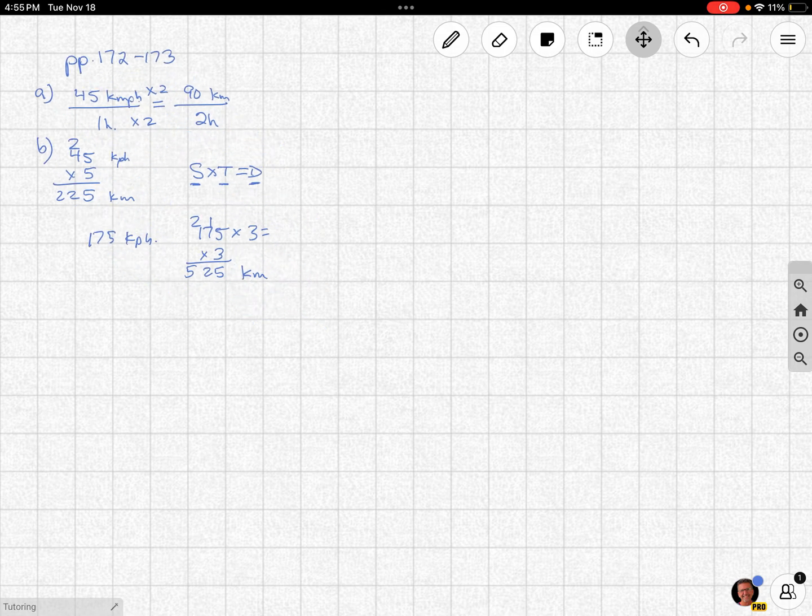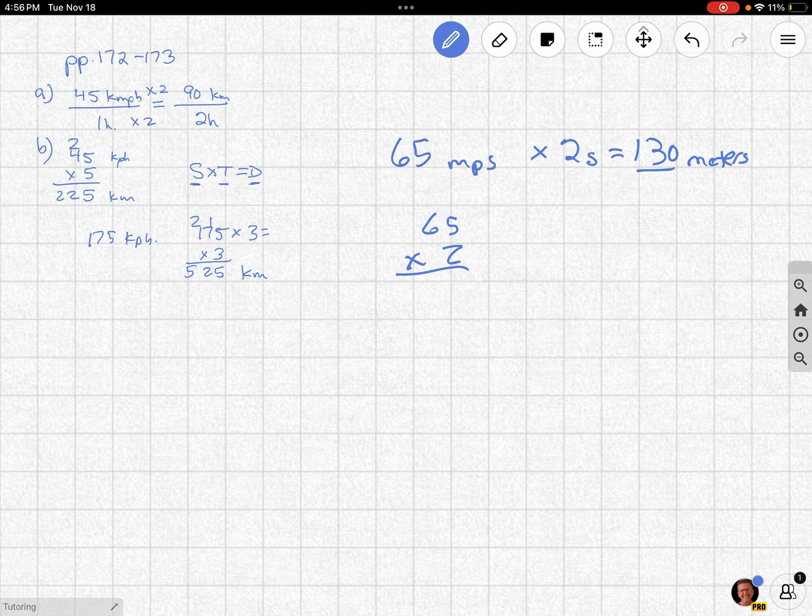All right, number 5 says a high-speed train can travel at a speed of 65 meters per second. 65 meters per second. Woo! How far can the train travel in 2 seconds? Well, the speed is 65. The time is 2 seconds, and that's going to give us our distance. So 65 times 2, I can do that in my head, you probably can too, is 130 meters. It's not miles, 130 meters that it can go. There's the answer. Hopefully you got it right.